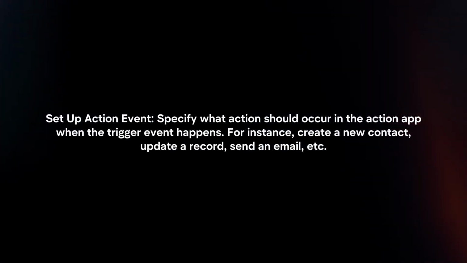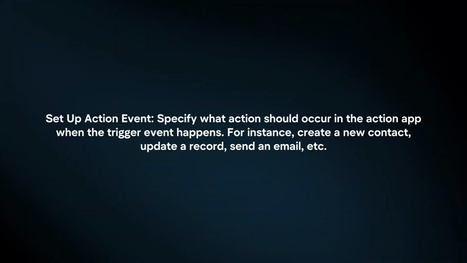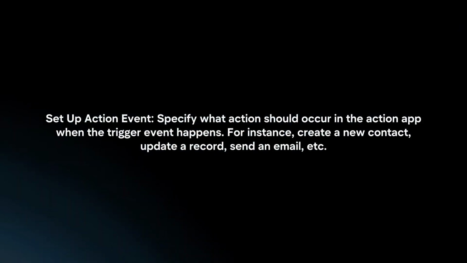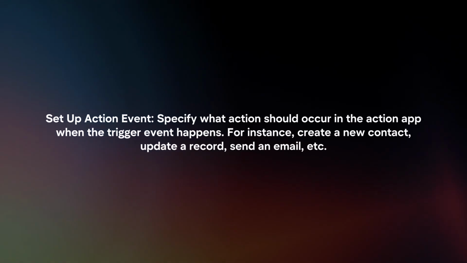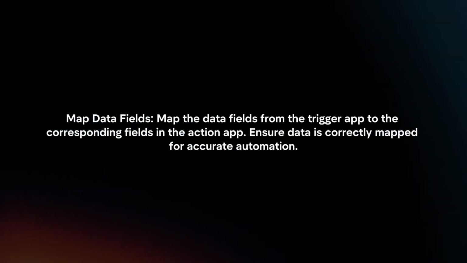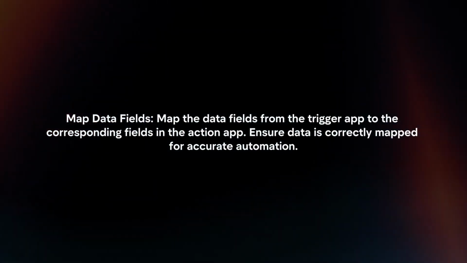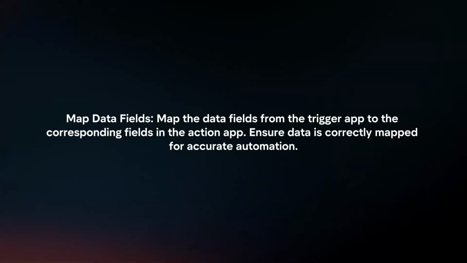Set up Action Event. Specify what action should occur in the Action app when the trigger event happens. For instance, create a new contact, update a record, send an email, etc. Map data fields. Map the data fields from the Trigger app to the corresponding fields in the Action app. Ensure data is correctly mapped for accurate automation.